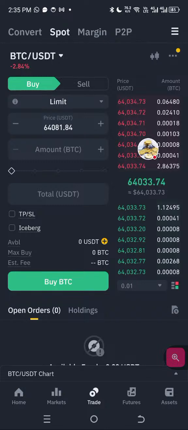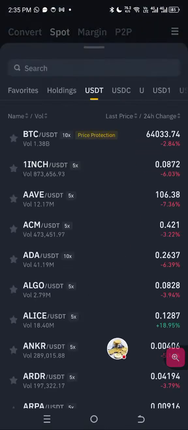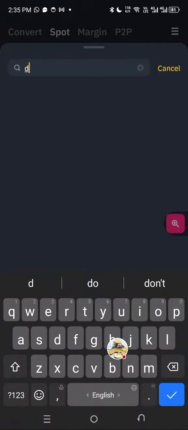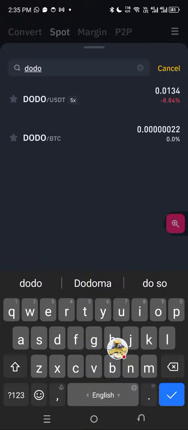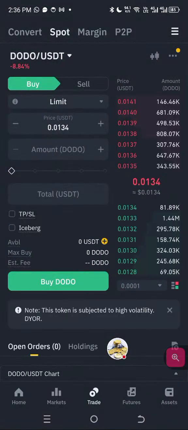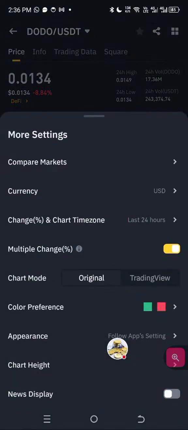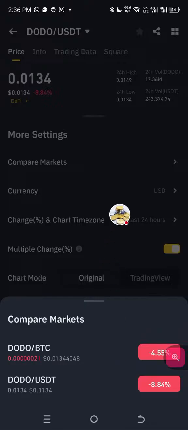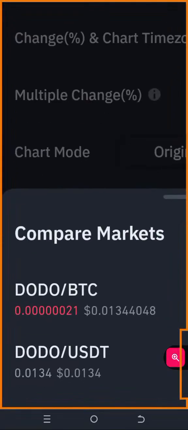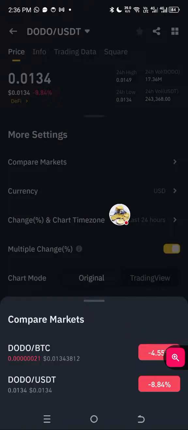So the first thing is that we search for DODO. Let me put this aside here. So we have DODO USDT, and we also have DODO BTC. The first step is that we need to go and confirm from the compare markets to see which one is actually less. You can see here both are in the red, but let's see what's going on. DODO BTC is 0.0134. Oh my God, DODO USDT is 0.0134. It's the same, people. This just switched.